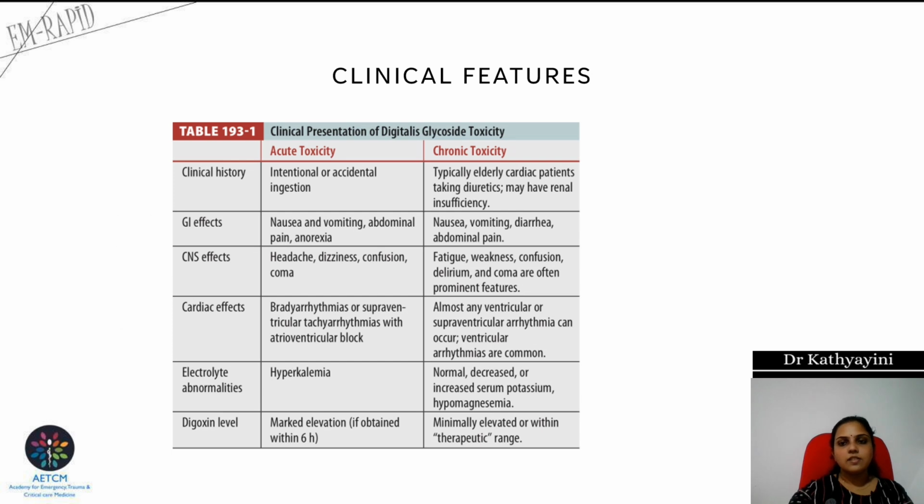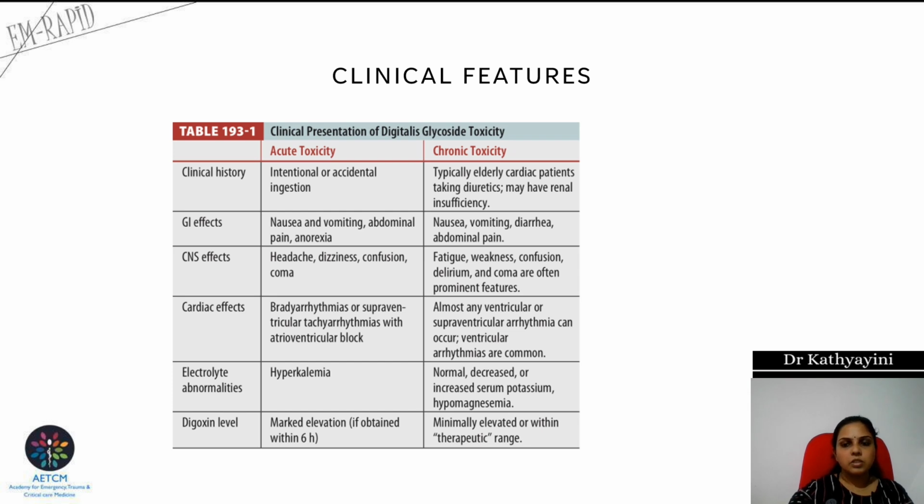The clinical features of digoxin toxicity. The clinical presentation is different for acute toxicity and chronic toxicity. Acute toxicity will be seen in patients having an accidental or deliberate ingestion of a large digoxin dose, and chronic toxicity will be seen in patients on digoxin therapy developing renal dysfunction, or along with that having diuretic use.